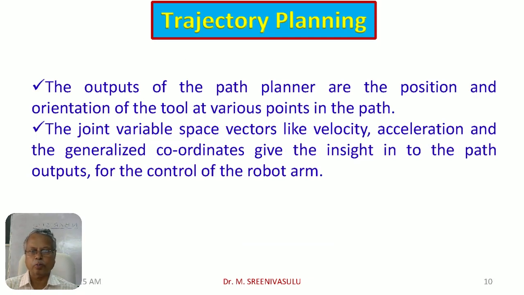Then anyway, the output we have already shown in the block diagram. The variable space vectors like velocity, acceleration, and the generated coordinates give insight into the path outputs for the control of the robot. So all the data is going to give us a proper insight on the coordinates, how exactly the velocities are and how exactly the accelerations are, and only through them will we be able to gauge the proper output.